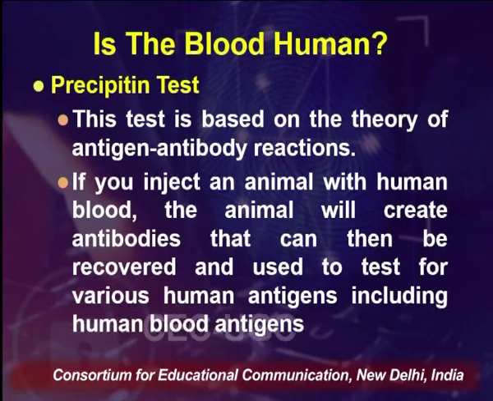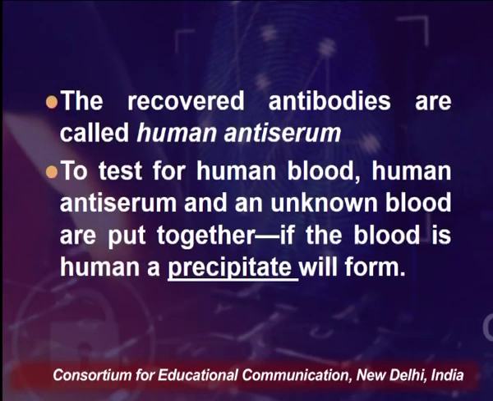If we inject an animal with human blood, the animal will create antibodies, and these can be recovered and used to test for various human antigens, including human blood antigens. The recovered antibodies are called human antiserum, and to test for human blood, the human antiserum and the unknown blood sample found at the crime scene are put together. If the blood is human, a precipitate will form between the sample and the antibodies. So, if they give a precipitin reaction, it shows that this blood is human blood.